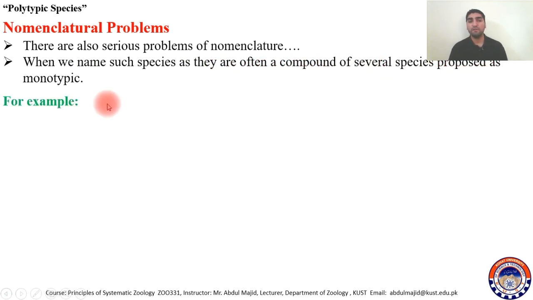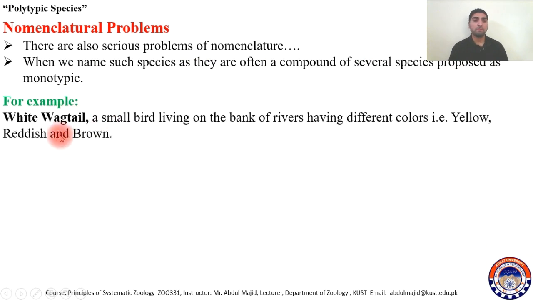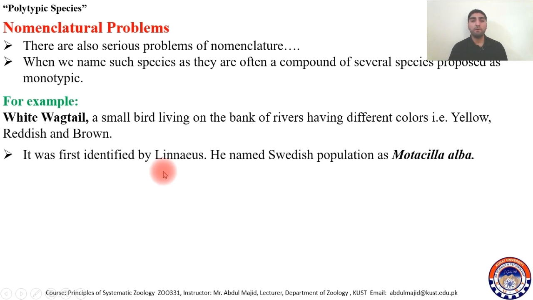When we name such species, they are often a compound of several species proposed as monotypic species. For example, there is a bird, the white wagtail. It's a small bird living on the bank of rivers, having different colors like yellow, reddish, and brown. The different populations, you will consider them as monotypic species. But when scientists study them, they come to the decision that no, it's not a monotypic species.